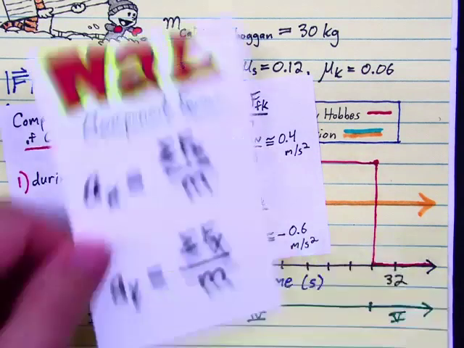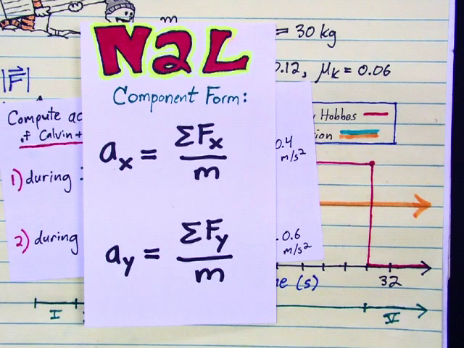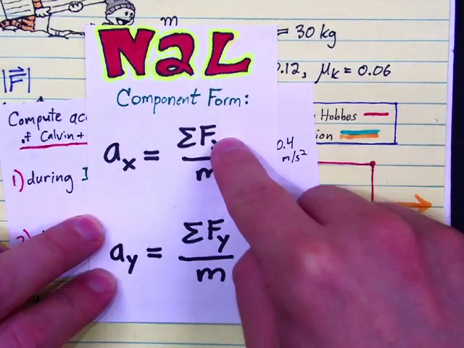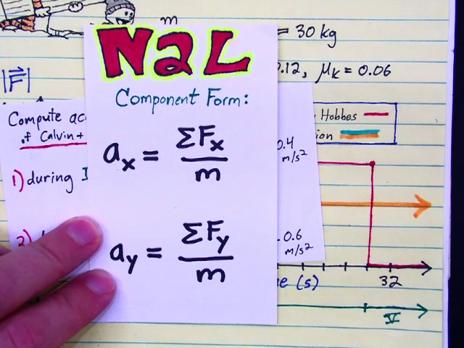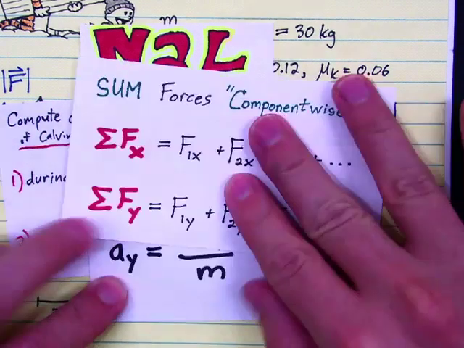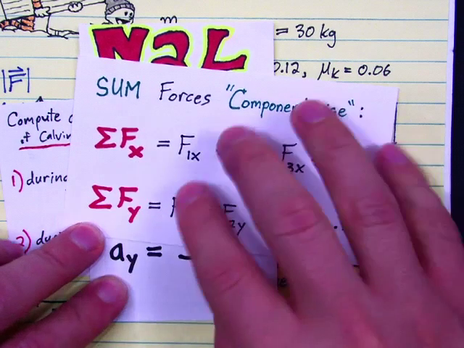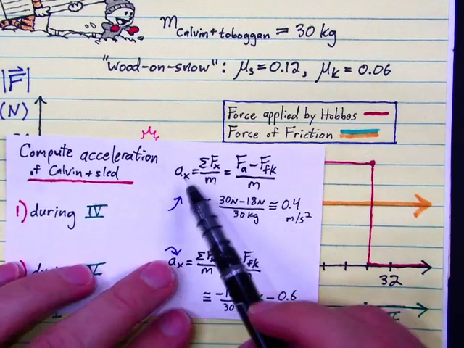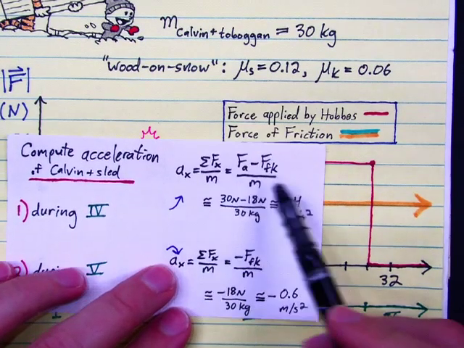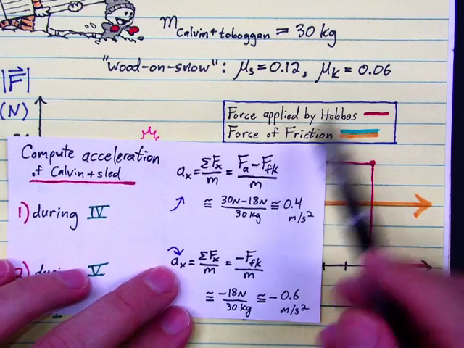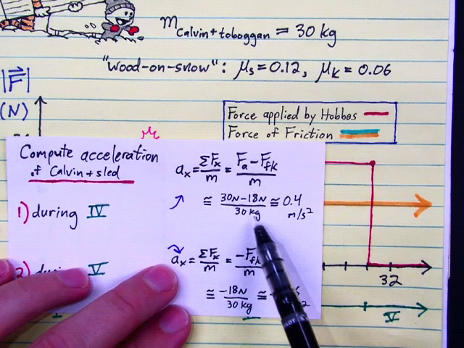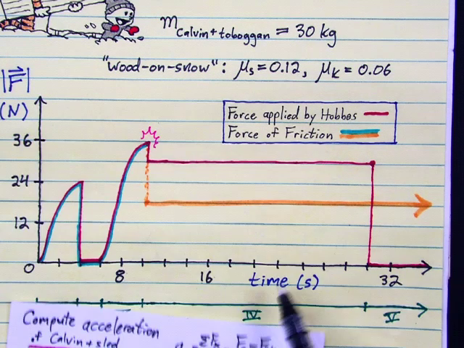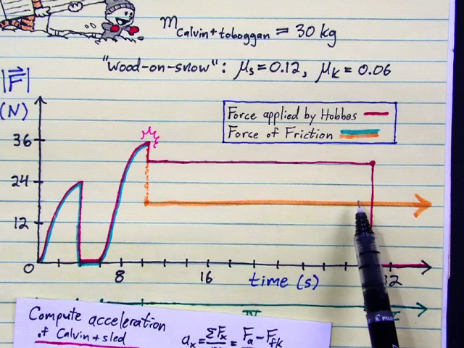All right, so we're going to use Newton's second law. That's exactly what Newton's second law is for, finding acceleration. We've got to find the net force in the x direction. We know everything's balanced in the y direction, so nothing to worry about there. Net force means sum up all the forces in that direction. So, during period 4, while Calvin is speeding up, we've got Hobbes' applied force being opposed by that force of kinetic friction. There's our 30 minus 18 newtons over the mass of Calvin to find 0.4 meters per second squared. That's Calvin's acceleration during this period as he's speeding up.